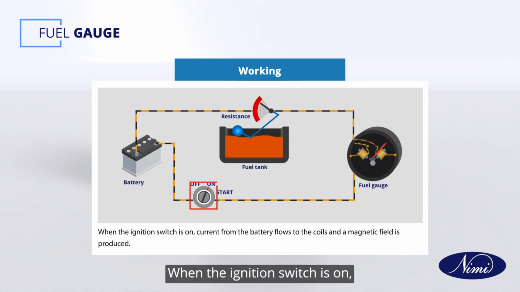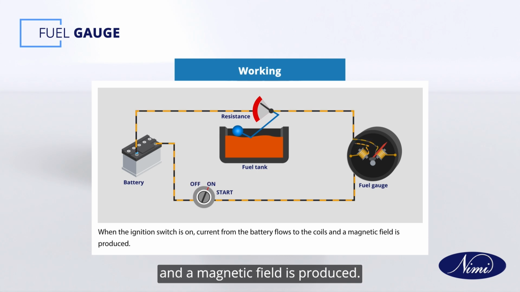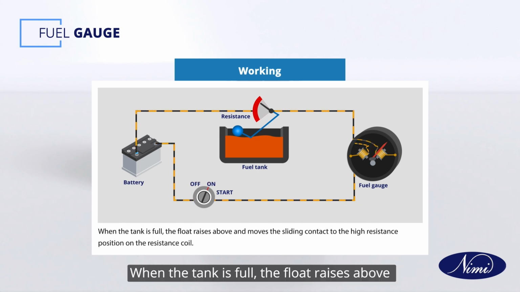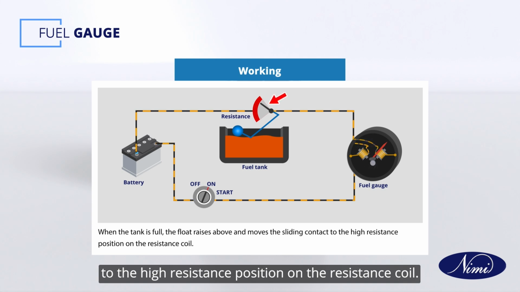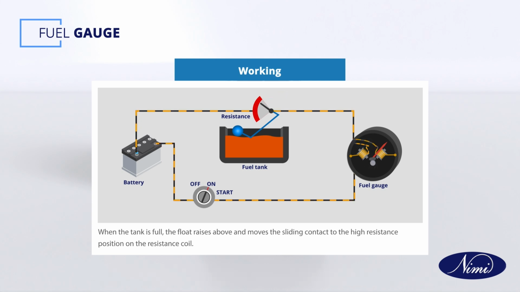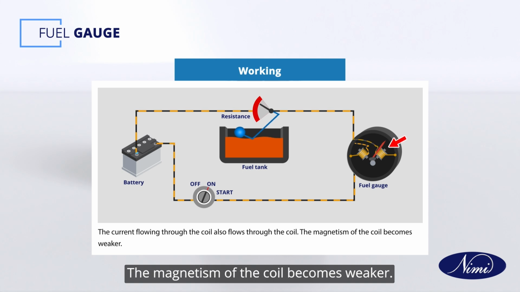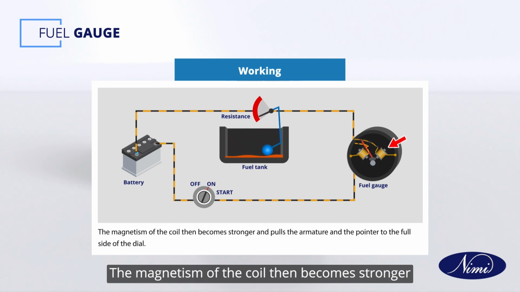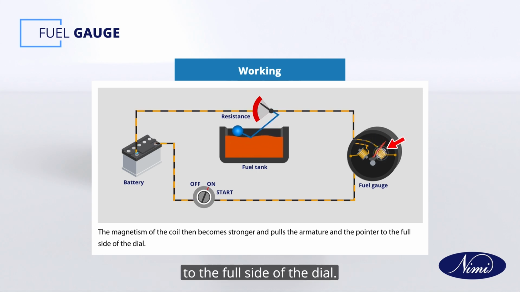When the ignition switch is on, current from the battery flows to the coils and a magnetic field is produced. When the tank is full, the float raises above and moves the sliding contact to the high resistance position on the resistance coil. The current flowing through the coil also flows through the coil. The magnetism of the coil becomes weaker. The magnetism of the coil then becomes stronger and pulls the armature and the pointer to the full side of the dial.